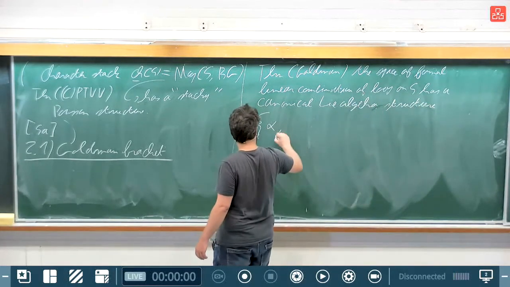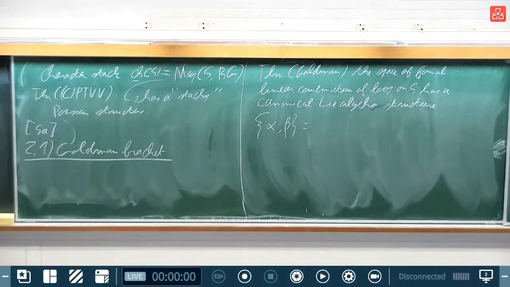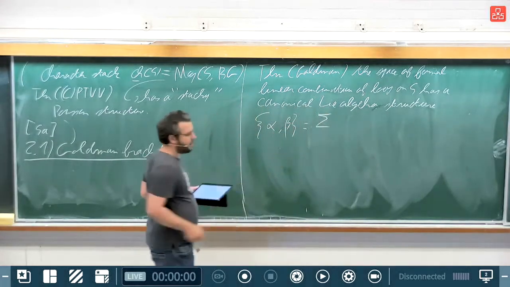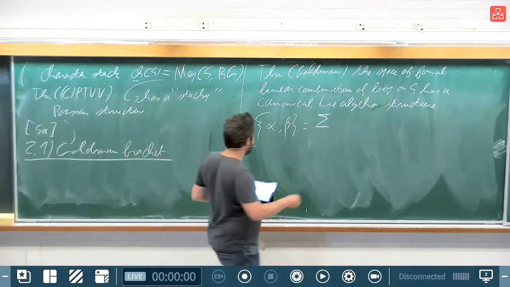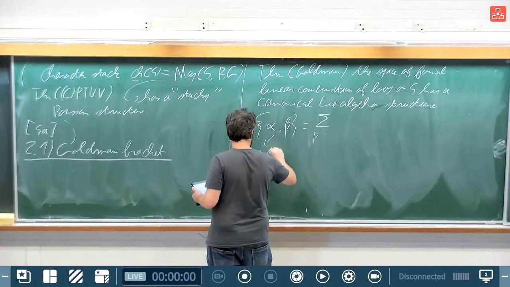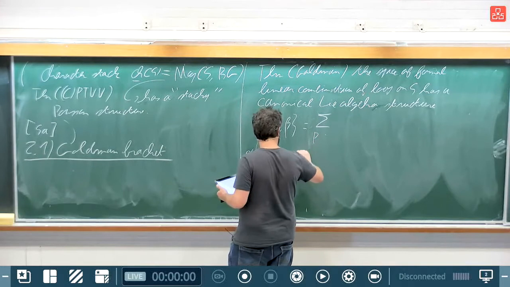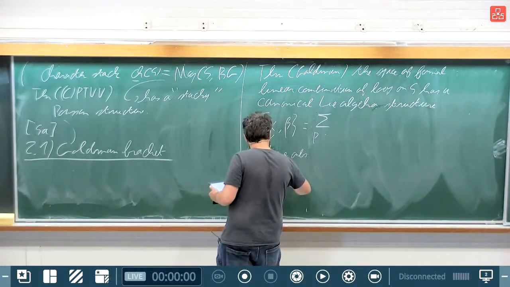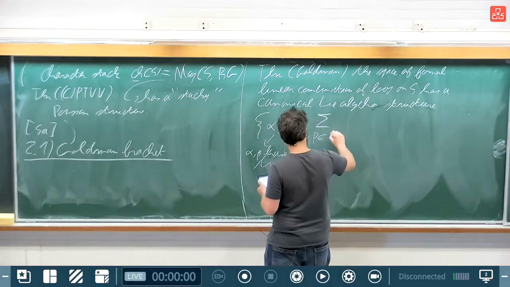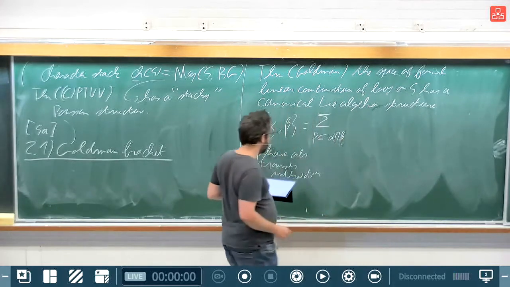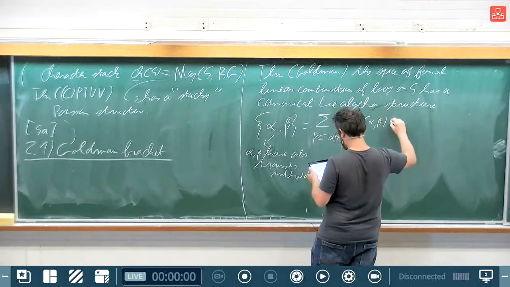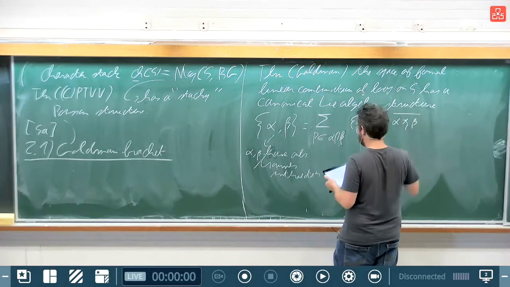Where the bracket of two loops is given as follows. If I take alpha and beta here, I really take loops, not unions of loops. I need to assume that alpha and beta are transverse, have only transverse intersections or something like that. You want them to be in sufficiently generic position somehow. And you take a sum over all intersection points between those loops, and then you take epsilon_P(alpha, beta) times the composition of alpha and beta at P. Okay, and I will explain what this means.